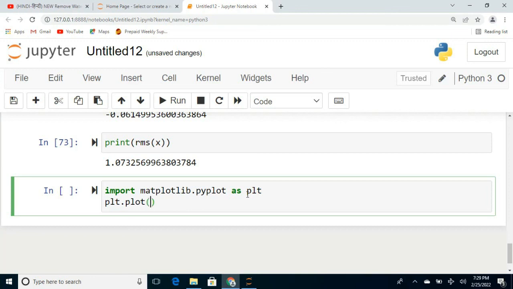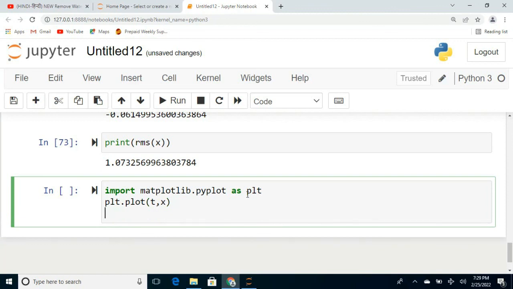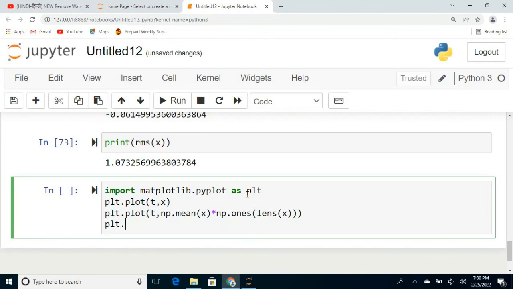plt.plot(t, x), and then we will write plt.plot, inside it t comma np.mean of x, and then plot t comma np.mean of x multiplied by np.ones of length of x.